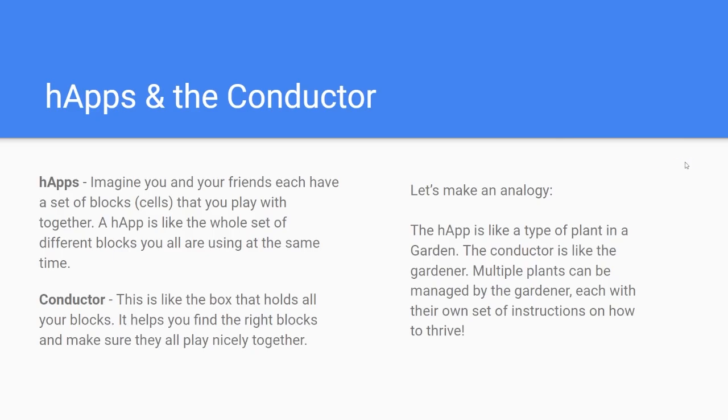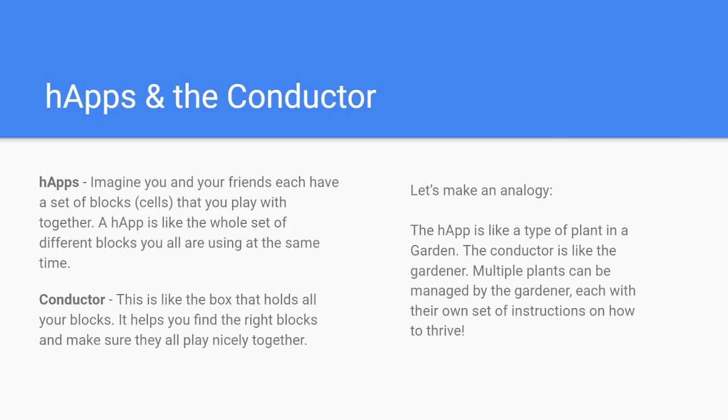If you think of the hApp like a type of plant in a garden, cilantro or something, the hApp would be a bunch of cilantro plants in a garden, and those cilantro plants can interact with each other and do cool stuff like feed people or add flavor to tacos. The conductor is like the gardener.